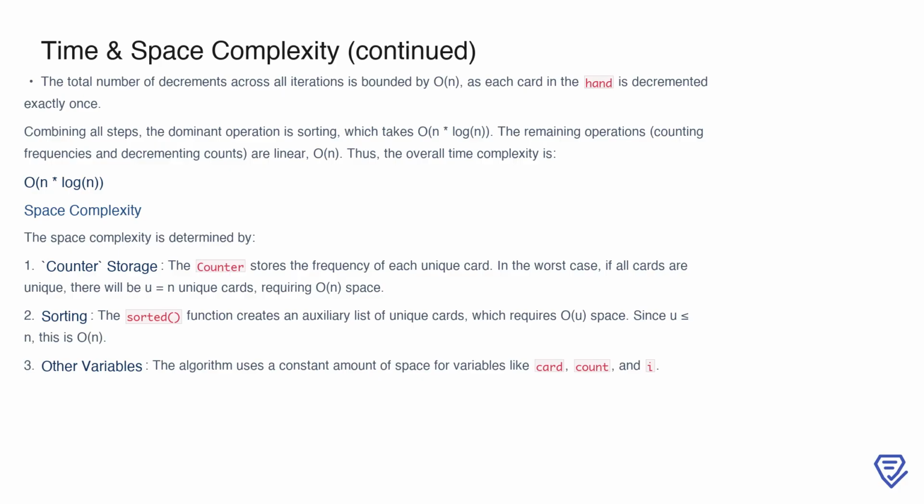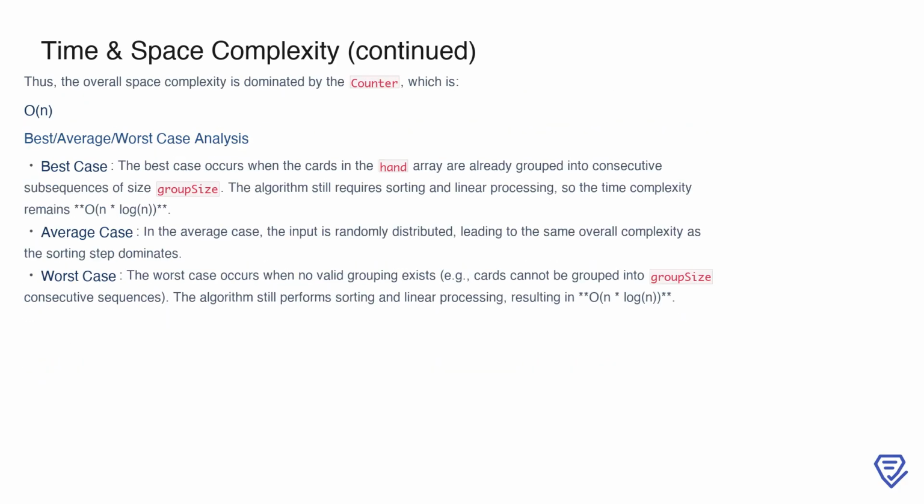For space complexity, we begin by analyzing the storage used by the counter. In the worst case, where all cards in the hand are unique, the counter will store n keys, requiring O(n) space. The sorted function also creates an auxiliary list of unique cards, which takes U space. Since U is at most n, this space requirement is O(n). Finally, the algorithm uses a constant amount of space for variables such as card, count, and i, which does not depend on the size of the input. Thus, the overall space complexity is determined by the counter, resulting in O(n).